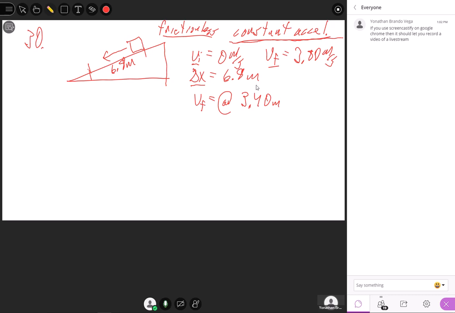We have total change in displacement. We need to know what the acceleration is. Well, I thought we had to find the final velocity. Well, you can't find the final velocity when it's halfway if you don't know the acceleration. But I know what it is at 6.8 meters. So since it is accelerating at a constant rate, I can use an equation, find the acceleration, and then find the final velocity. So I need to find its acceleration first.